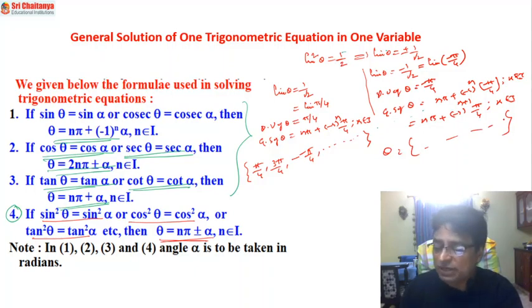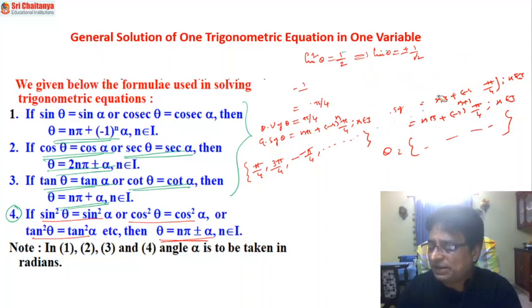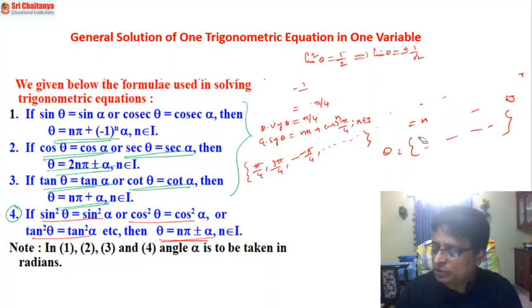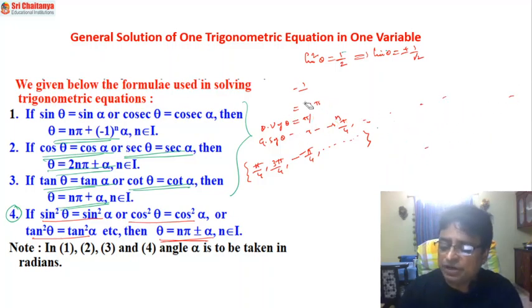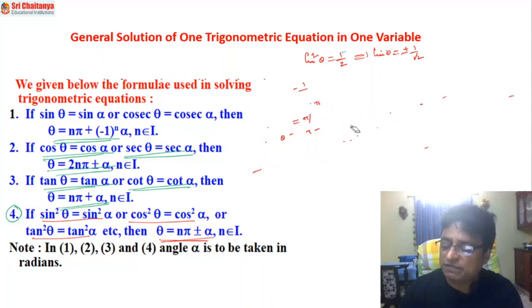But it becomes very awkward, and it seems the problem is very lengthy. But after writing all these two sets of solutions, what could be my final answer set? That is the union of the first set as well as the second set. The collection of all values of theta is my final answer to that question.